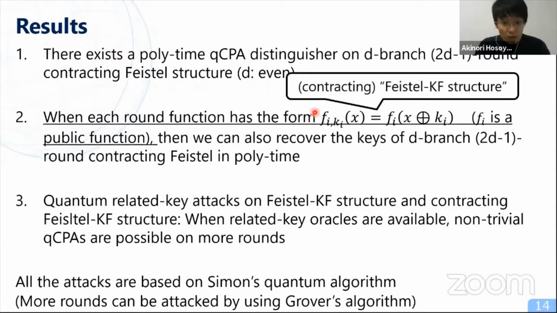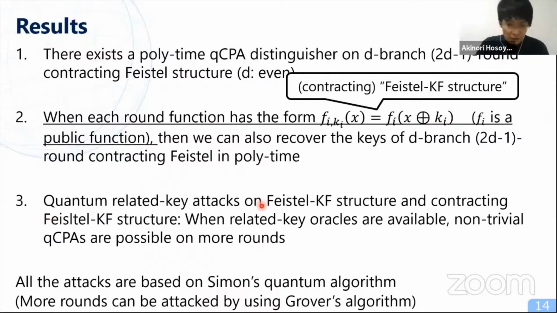And I call this structure the facial KF structure. Then we can also recover the keys. That is, we can mount not only a distinguisher, but also key recovery attacks when the round function has this form. And finally, we also showed some quantum-related key attacks.